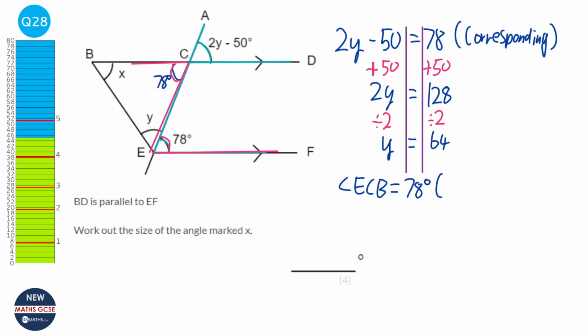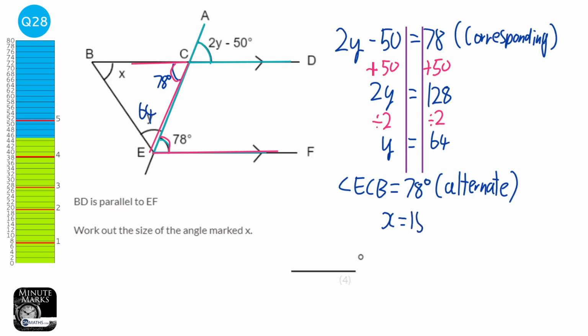And the reason for that is alternate angles. And then finally, if we know this is 78 and we know that this is 64, because we know what y is, then we can work out what x is. So x equals 180, angles in a triangle, take away the 78 we know and the 64 we know. And the reason for that is angles in a triangle add up to 180 degrees.